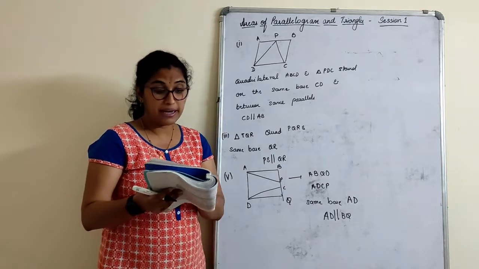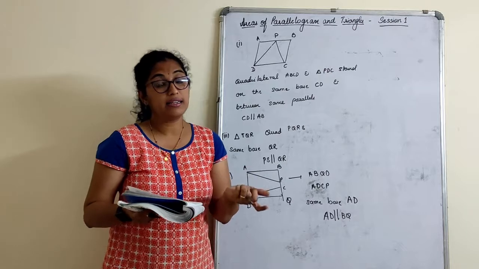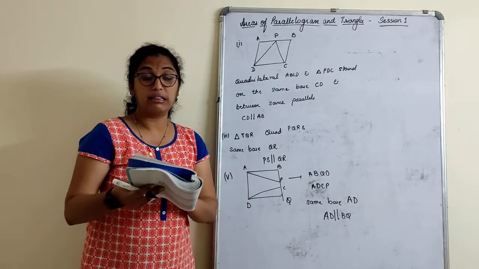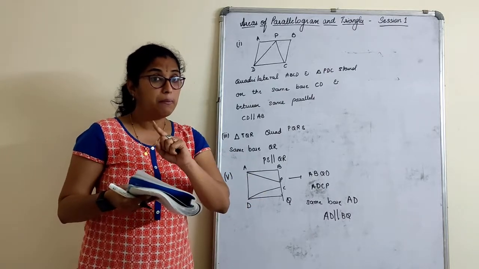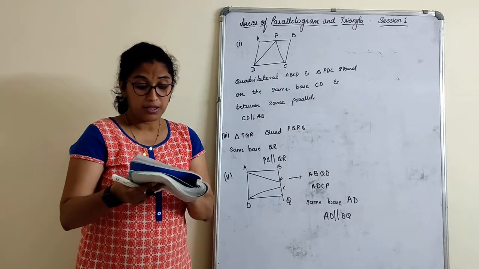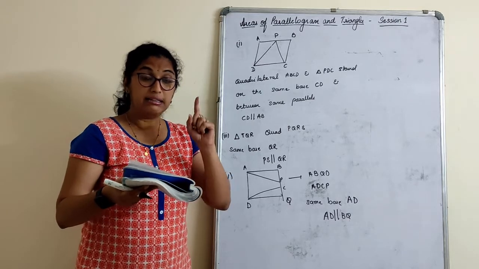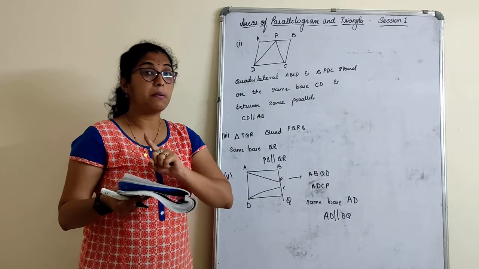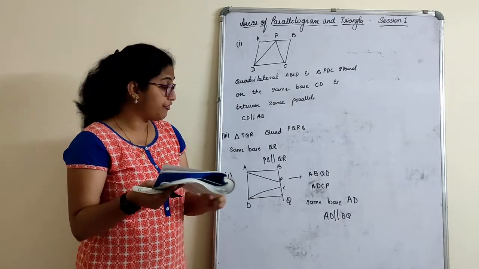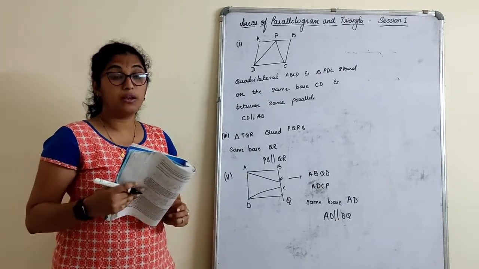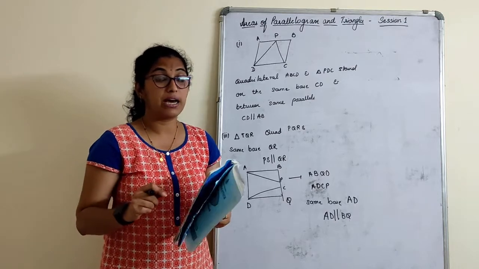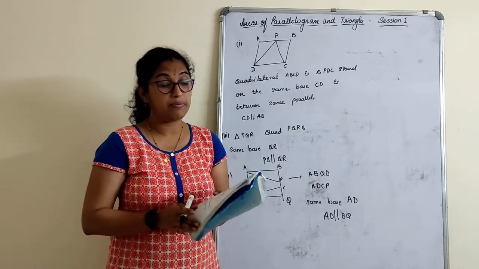You will draw the remaining figures. For the second figure you will say they are standing on the same base but not between the same parallels. For the fourth figure you will say they are standing between the same parallels but not on the same base. The fifth one we have written. For the sixth one you will write they are standing between the same parallels but not on the same base.